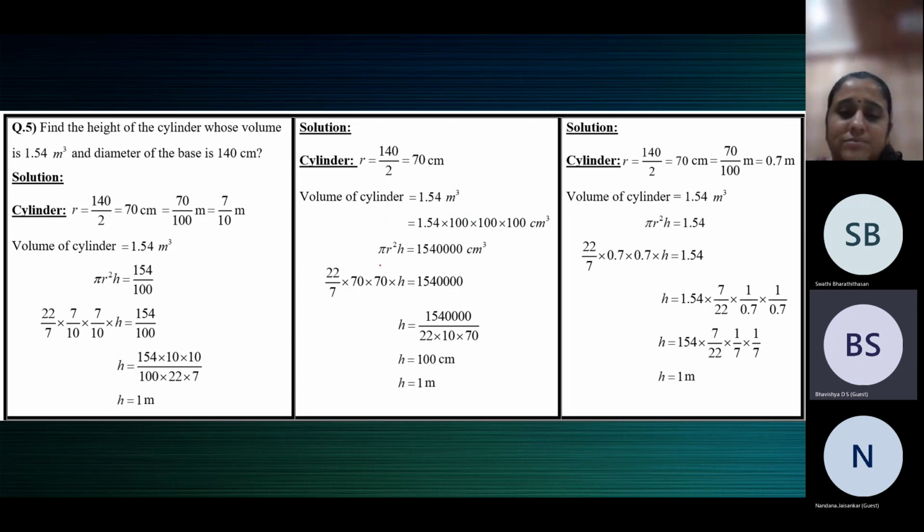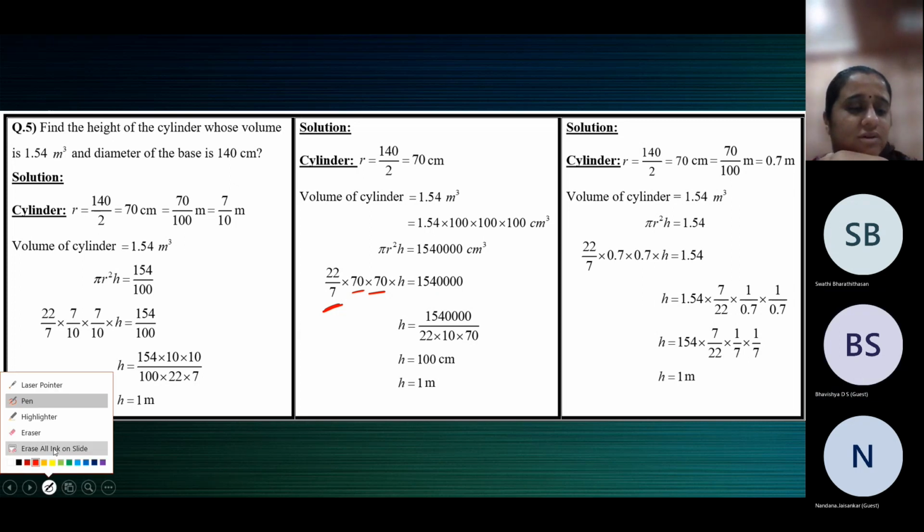Yes, Bhavishya. 1.4 followed by 48 centimeter cube, ma'am. So pi r squared is 22 by 7 into r squared, which is 70 into 70, ma'am. Is equal to 154 followed by 4 zeros. H is equal to 154.